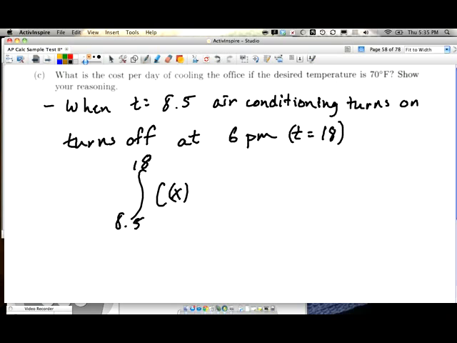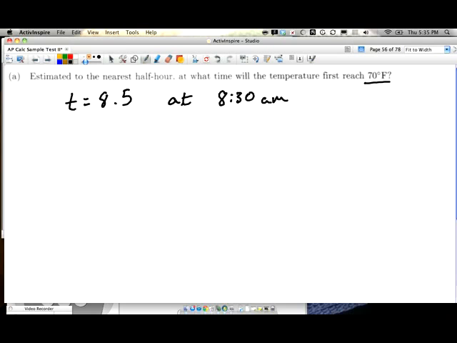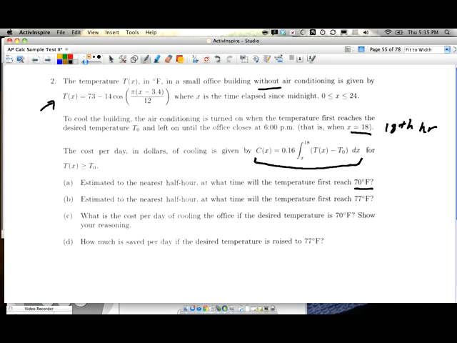Let's see what that's going to be. First of all, we need to figure out what c of x is. It's this big fancy function here, and look at this. It's t of x minus t of 0. Well, if we want to cool it to 70 degrees Fahrenheit, that means that this is going to be this original function minus t of 0, which is 70.